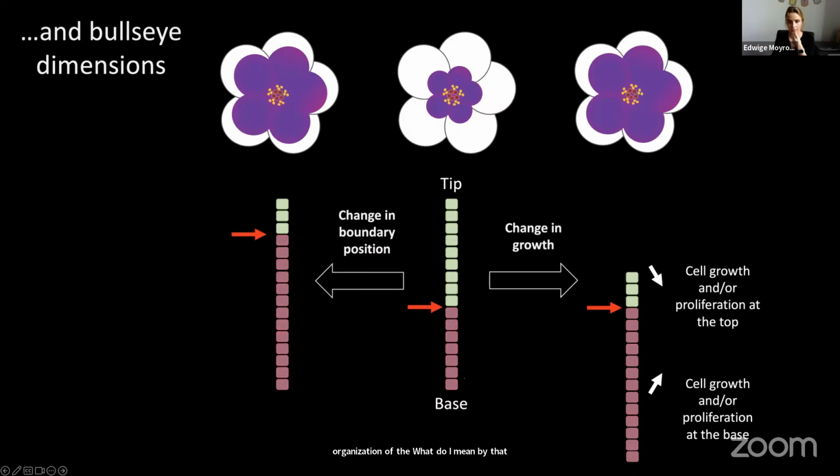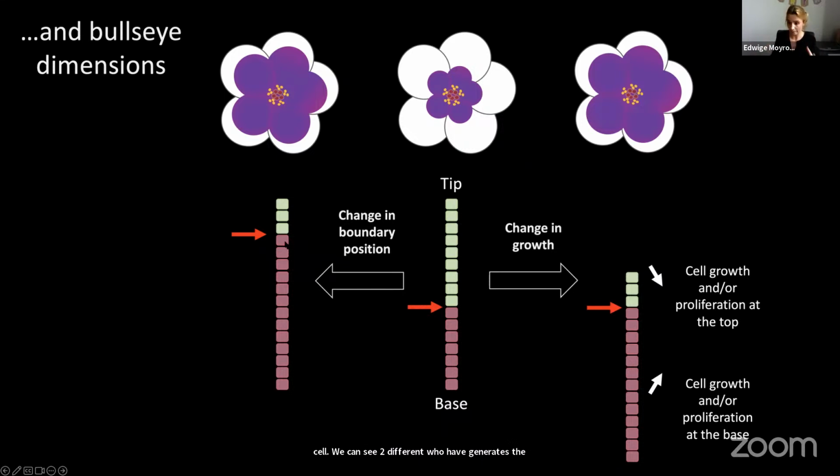So you can imagine that there is probably more than one mechanism to generate petals with various dimensions. For instance, let's imagine that you have a line of cells that go from the base of the petal to the tip. To specify the proportion of the bullseye, you need to do two things. You need to specify the boundary during development, the position of the boundary, so that the cells that are below this boundary will develop the characteristic of the basal cell, and the cells that are above this boundary will differentiate into top cell. We can see two different ways of generating the bigger bullseye.